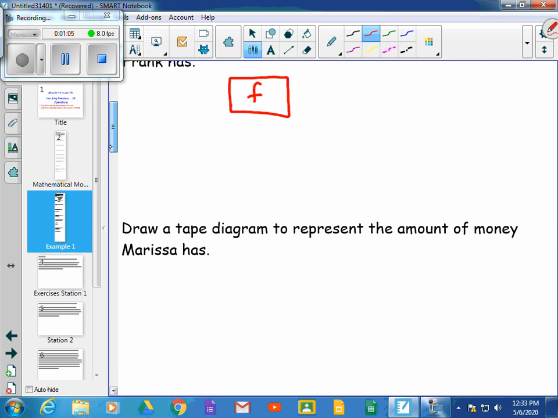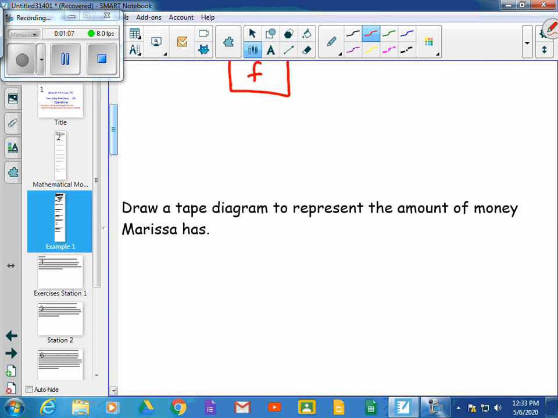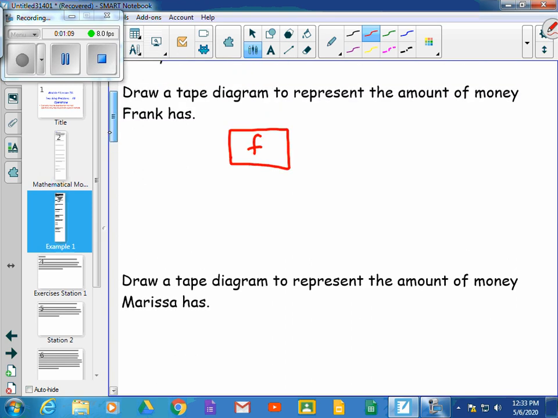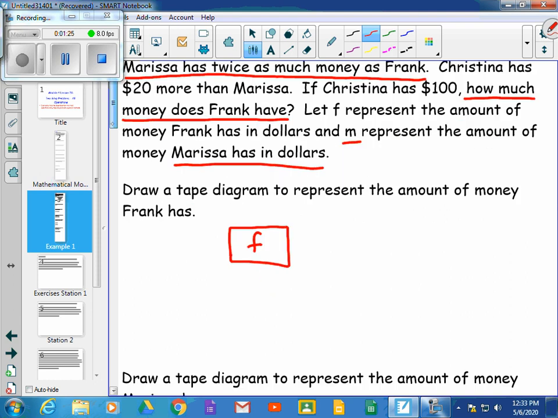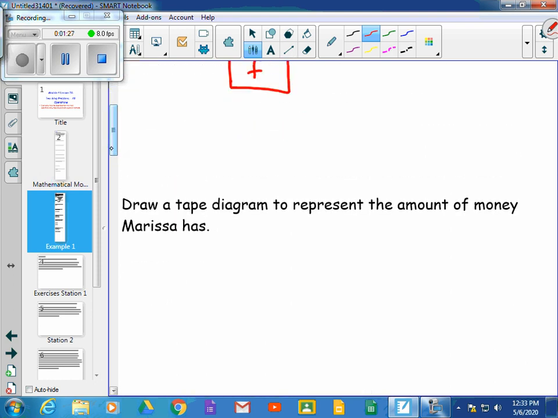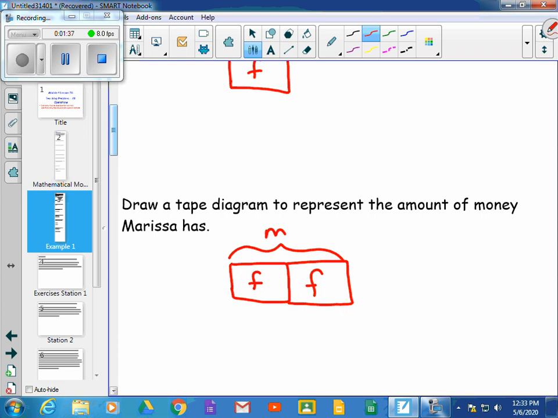Now we can use that to draw tape diagrams for Marissa. If we look back, it tells us that Marissa has twice as much money as Frank, and that we can let M represent the amount of money that Marissa has in dollars. So we could draw her tape diagram twice as big as Frank's and call it M. This whole tape for her represents her amount of money.